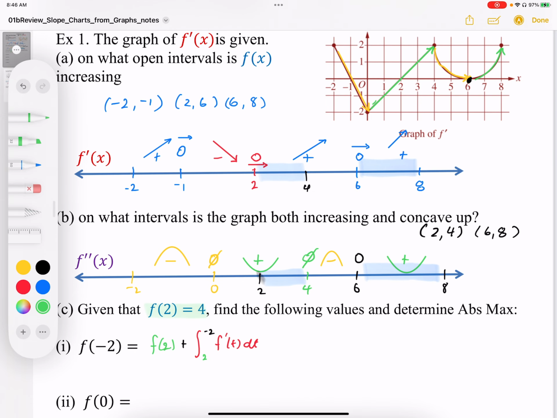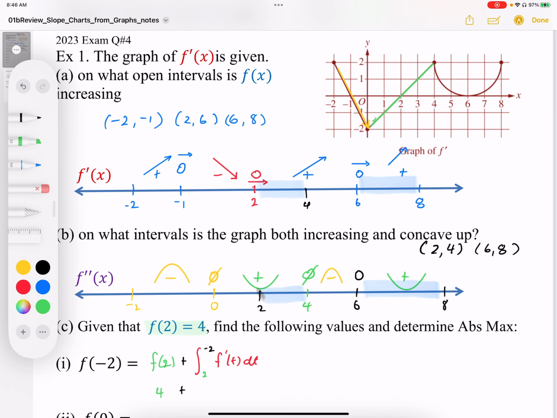So I'm going to just start filling this in. This is going to be equal to 4 plus, now the area from 2 to negative 2. So I start here and I'm integrating backwards in this direction. When I'm integrating backwards, this area is positive. That area is positive here. And that area works out to be a 2 by 2 divided by 2, so area of 2 units.